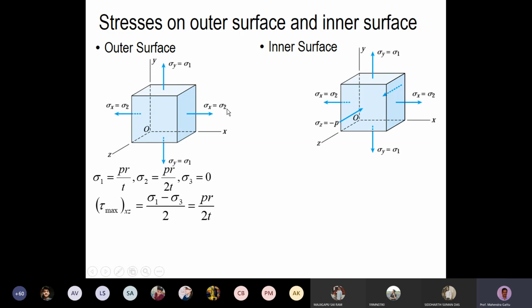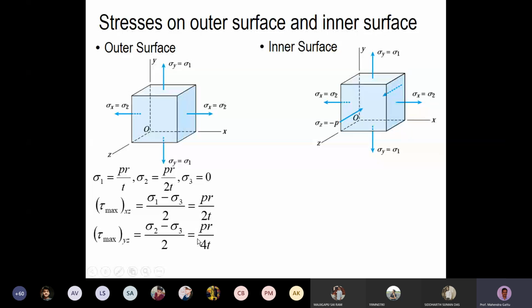Okay, so sigma 1 is PR by T, sigma 2 is PR by 2T, sigma 3 is 0. Tau max for the xz plane, so you are looking at the xz plane and rotating about y, will be sigma 1 minus sigma 3 by 2. Sigma 3 is 0, so it will be PR by 2T. Sigma 1 is PR by T, so it will be PR by 2T. Similarly, tau max yz will be sigma 2 minus sigma 3 by 2, which is PR by 4T.